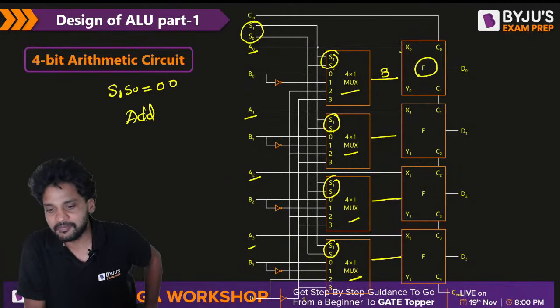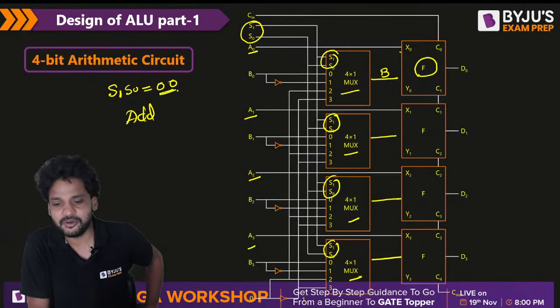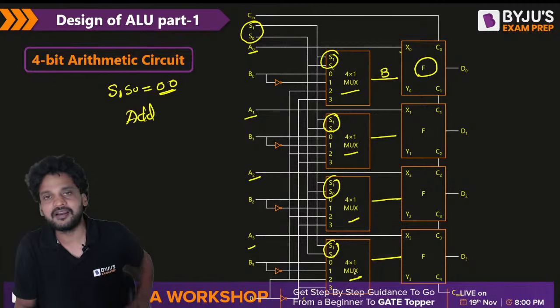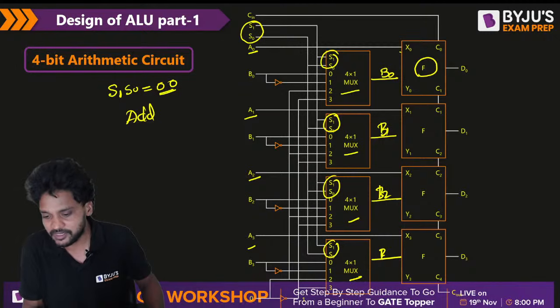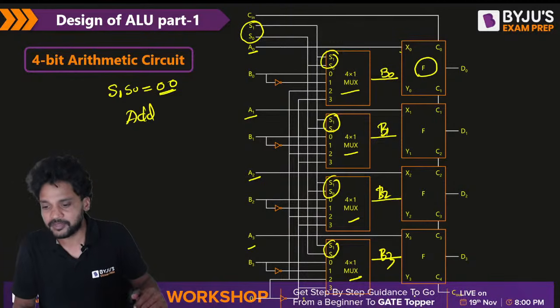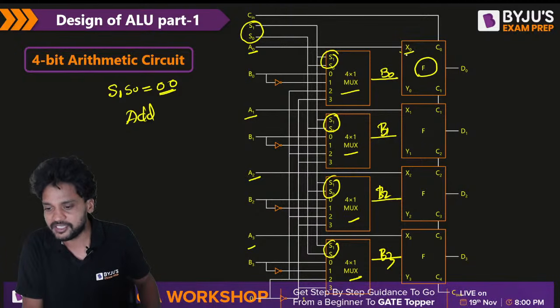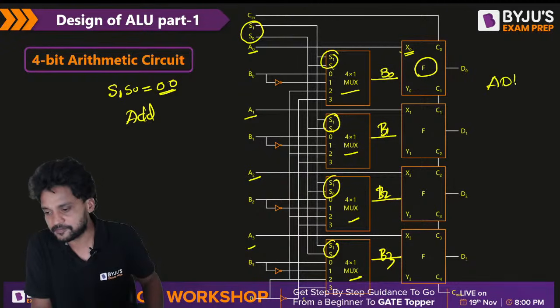Yes or no? Whenever the multiplexer receives the selection inputs equal to 0, 0, all the multiplexers will enable their first input. The first inputs of all the multiplexers are the B digits only, B0, B1, B2, B3. Now what will happen? The full adder is going to perform the addition between A, because A is already connected, and B. So when the selection inputs S1, S0 are 0, 0, the circuit is going to perform addition.